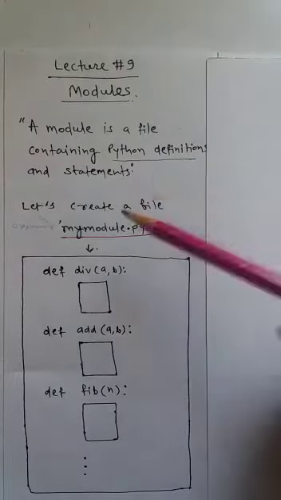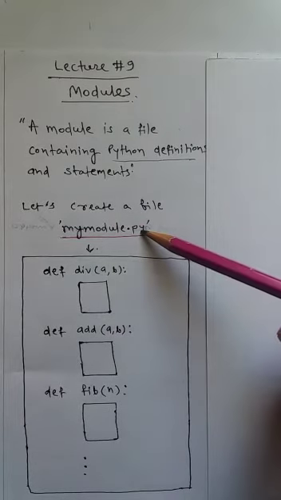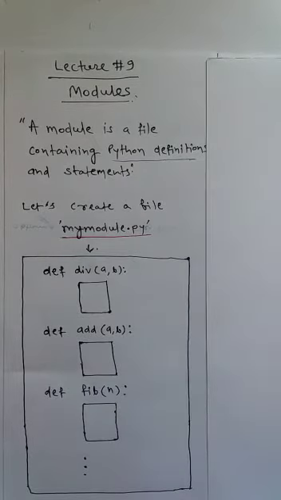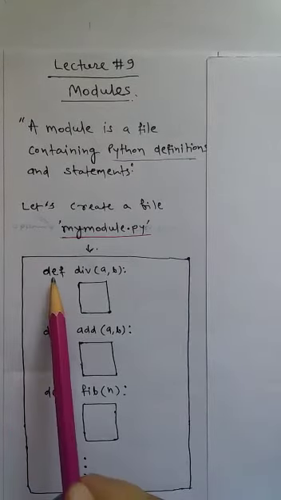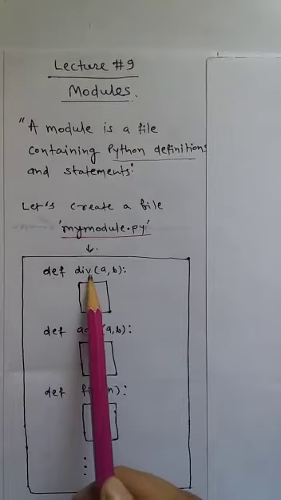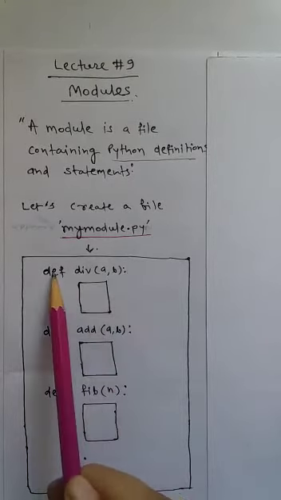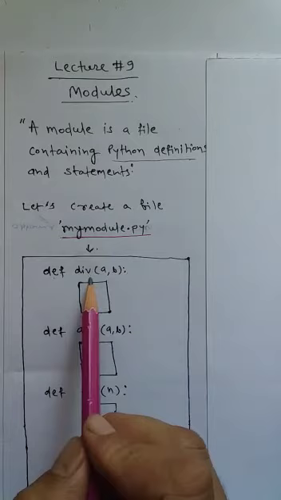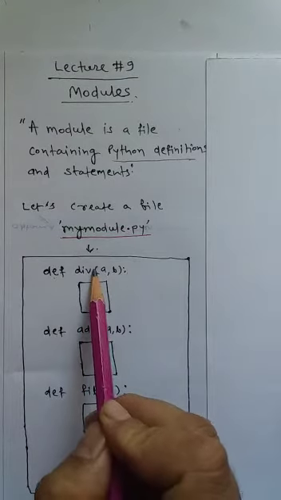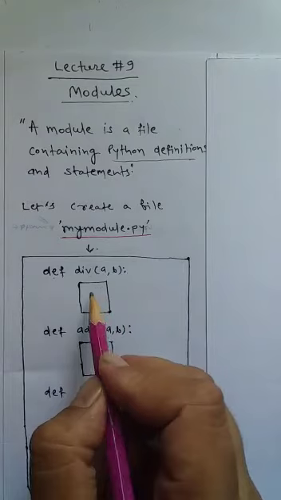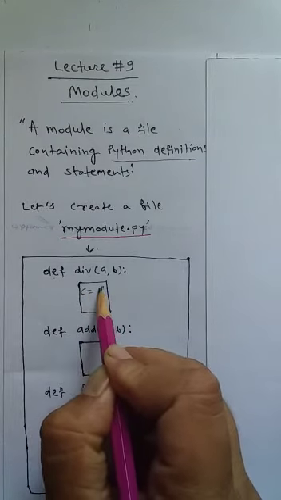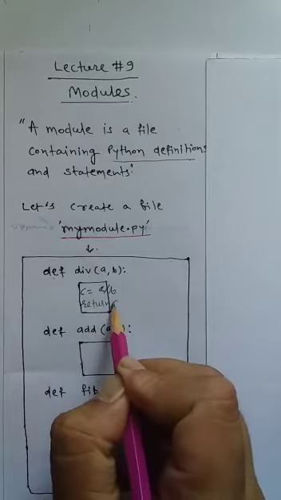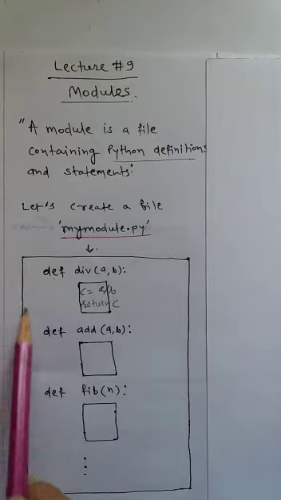For example, let us create one file, mymodule.py. In this file we are writing three functions which we created in the previous class. The first one is def div(a, b): colon. We have already written these functions in the previous class, so we'll just see one example. We'll write this function without any try except block. I am simply writing c is equal to a divided by b, and then return c. Now this is our one function.